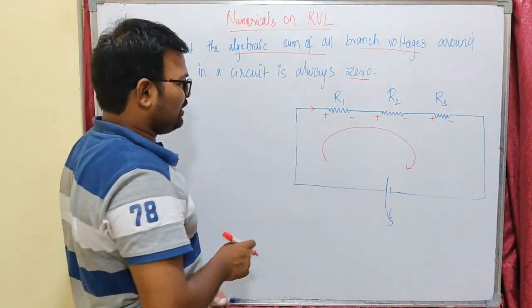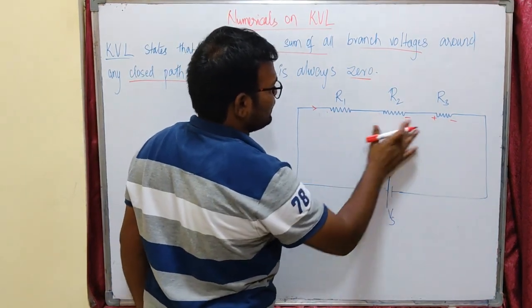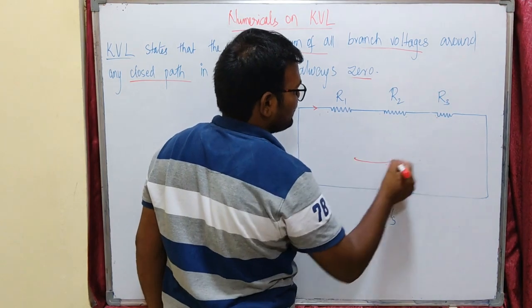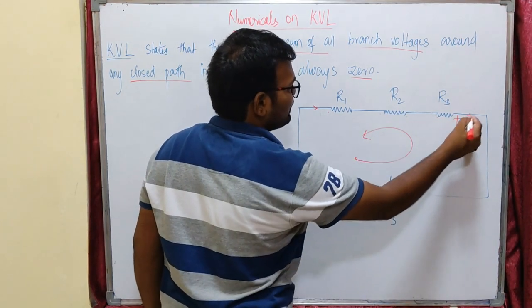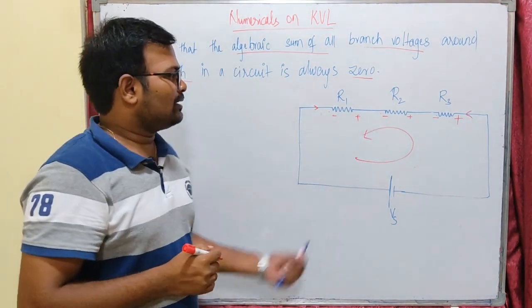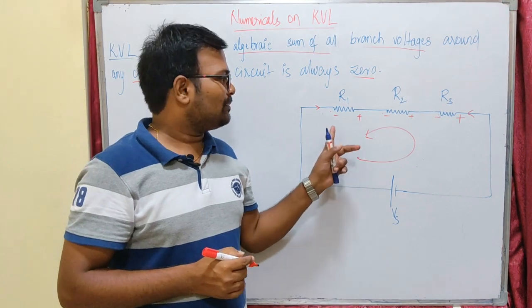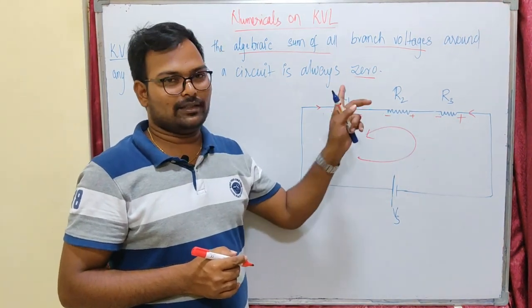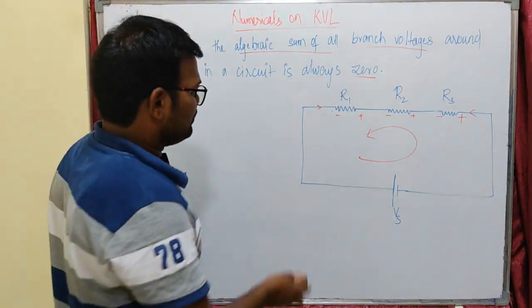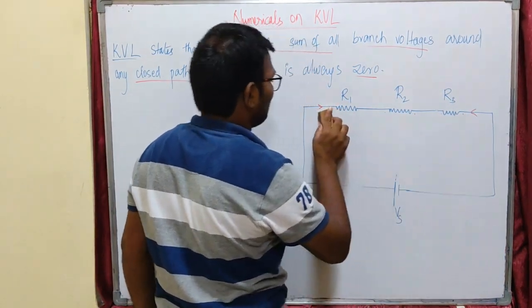If I change the direction of current, the terminals will be plus as current enters from this terminal, minus, plus, minus, plus, minus. That means the terminals are interchangeable. Earlier this was positive, now it is negative. The terminals of resistors will change according to current direction. Generally the current enters at the positive terminal of the resistor.